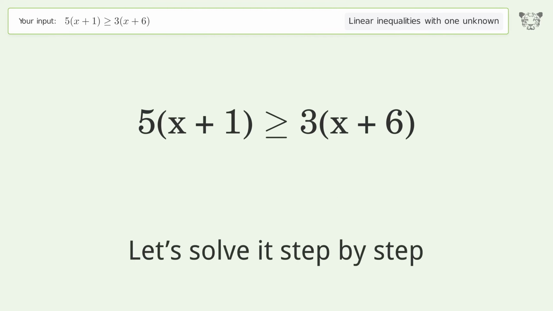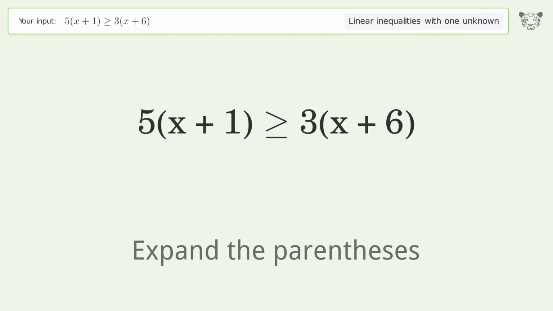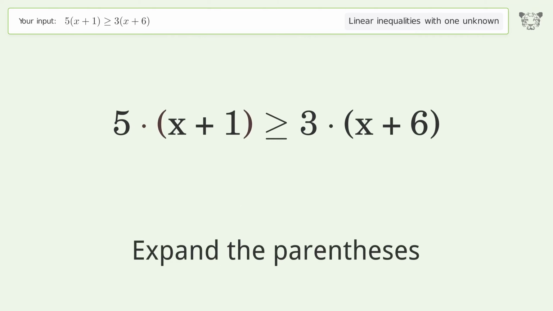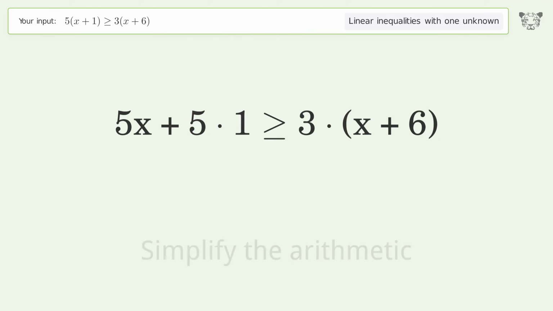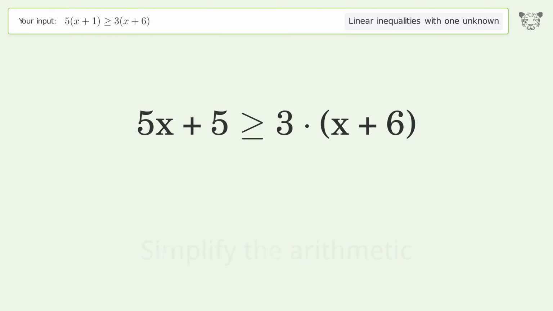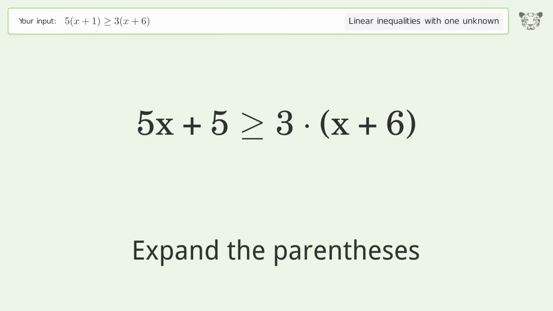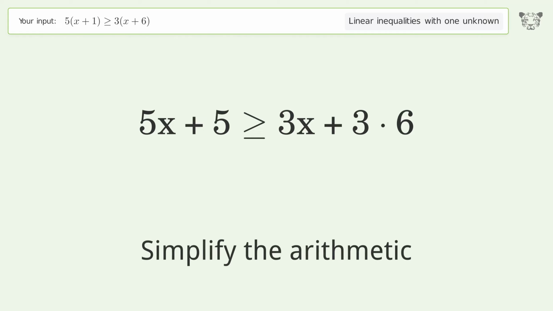Let's solve it step by step. Simplify the expression. Expand the parentheses. Simplify the arithmetic. Expand the parentheses. Simplify the arithmetic.